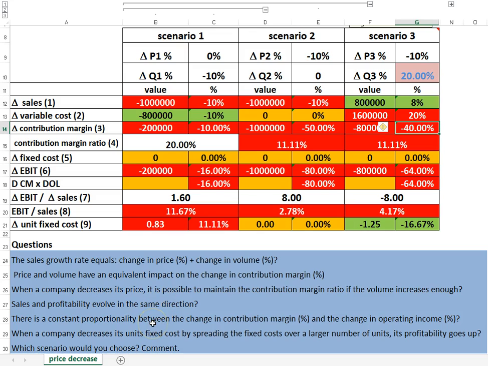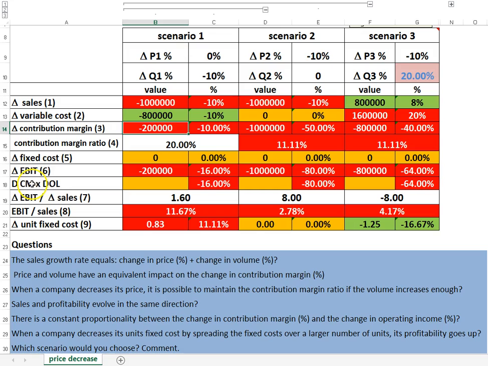The fifth assertion was: there is a constant proportionality between the change in contribution margin and the change in operating income. That was true because the fixed costs don't change. If you look at this row, there was no change in fixed costs. In that case, you see that in value, the change in EBIT will be the same as the change in contribution margin, which is logical, but because the EBIT, due to fixed cost, is less than the contribution margin, in percentage the change in EBIT will be bigger than the change in contribution margin.